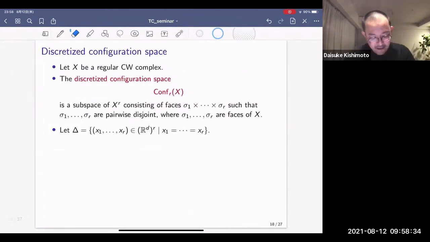Okay, let's introduce the combinatorial version of the configuration space. Let X be a regular CW complex. Then the discretized configuration space of X, denoted Conf(R, X), is a subspace of X to the R, consisting of faces sigma 1 times dots times sigma R, such that these sigma i's are pairwise disjoint.